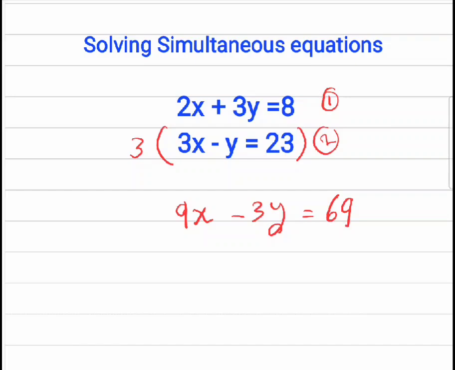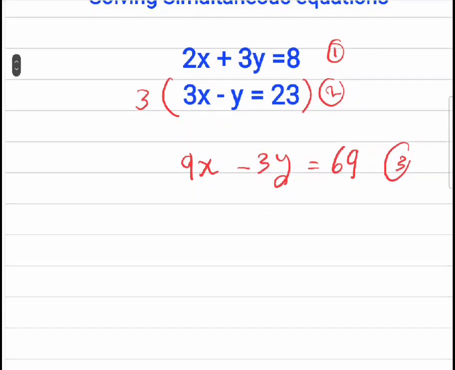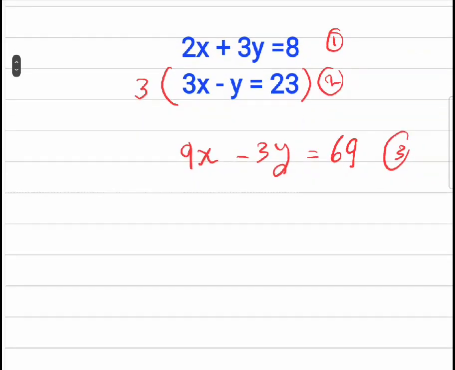And I'm going to label this equation number 3. This equation has identical solutions to equation 2. We've just multiplied both sides by the same number, so we're not changing anything about the equation. And now you can see that in equation 3 and in equation 1, we have two terms involving 3y. So now what we're going to do is we're going to add equation 1 and equation 3, and then the 3y terms are going to cancel out.